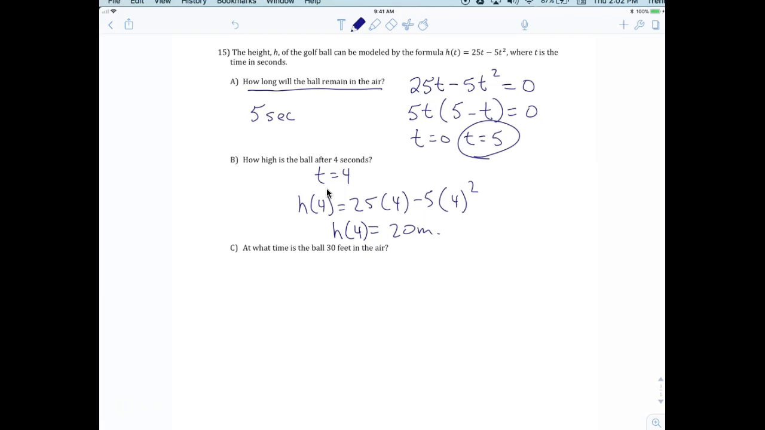What's 25 times 4? What's 4 squared, times 5? 80. Oh, I got it. 100 minus 80 is 20. So when you hit the ball, after 4 seconds, the ball is going to be exactly 20 meters in the air. Everybody with me on that?